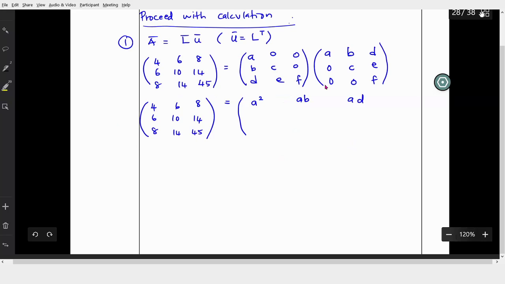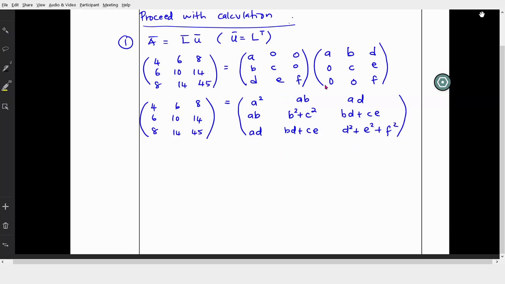Okay. Second row. Second row times first column. So AB plus 0 plus 0. So you have AB over here. And then B square plus C square. And then BD plus CE plus 0. Lastly, third row, first column, AD, and then BD plus CE. Lastly, D square plus E square plus F square. Okay, that's your right hand side matrix.